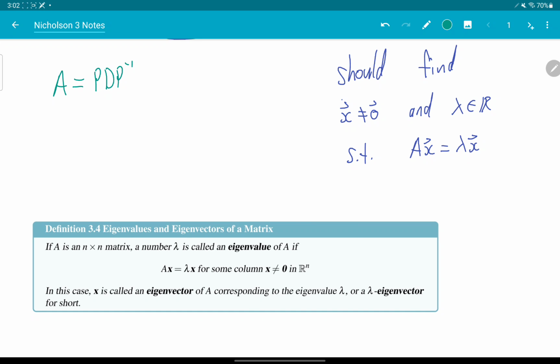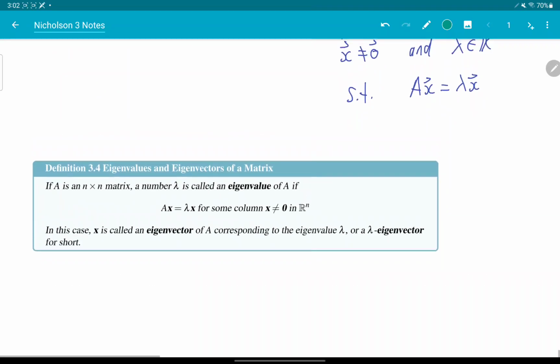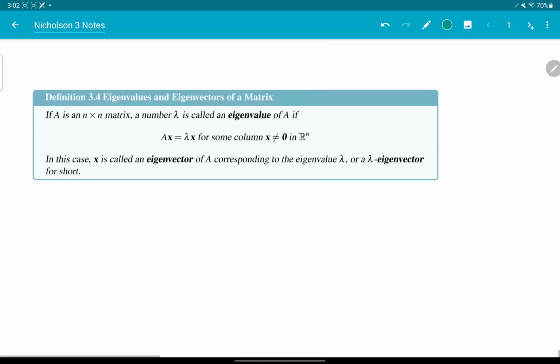Now, we can find an eigenvalue in a systematic way just by thinking about what has to happen here. Before I move on, let's underline that eigenvectors cannot be the zero vector. Eigenvalues can be zero. Okay, it's okay for an eigenvalue to be zero.